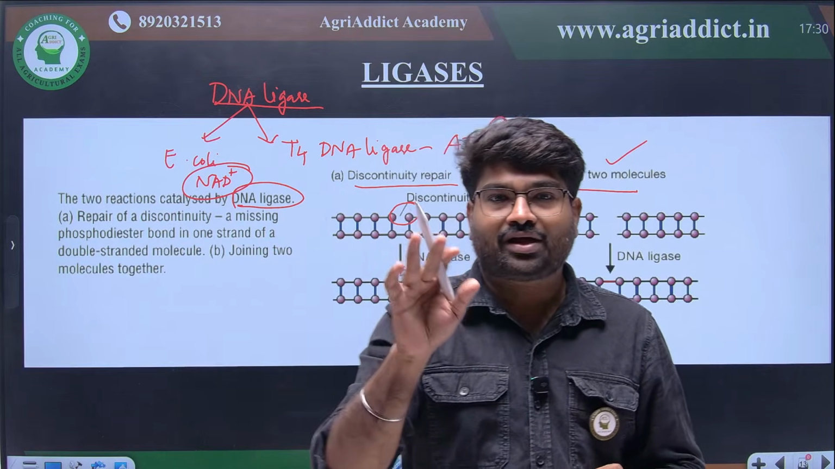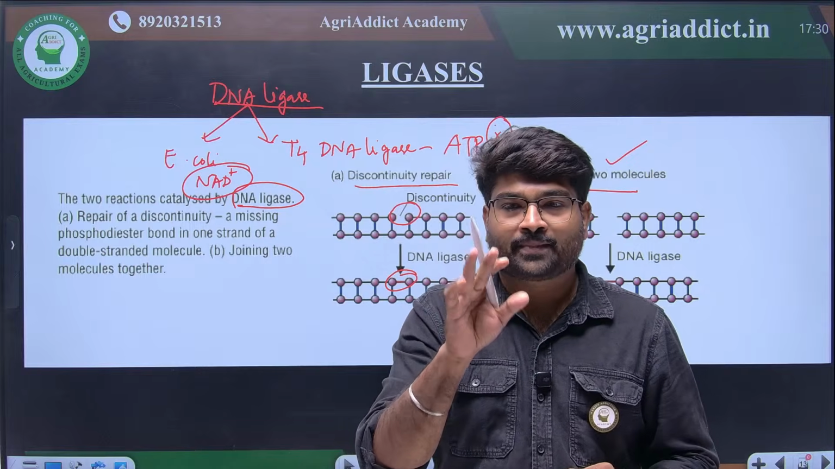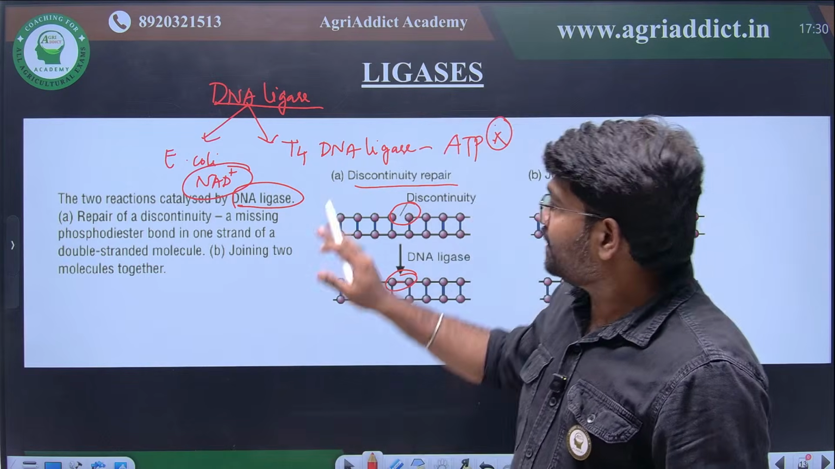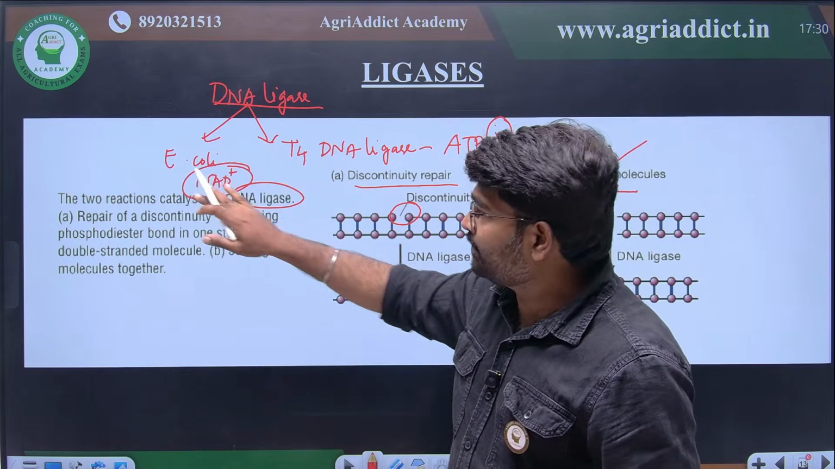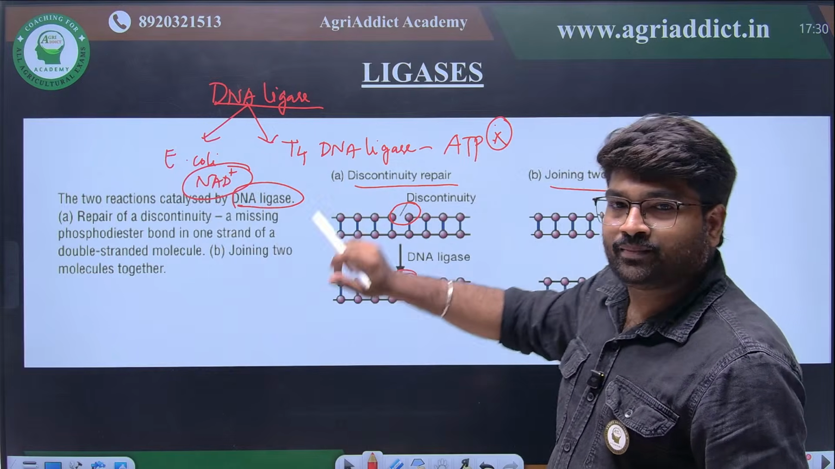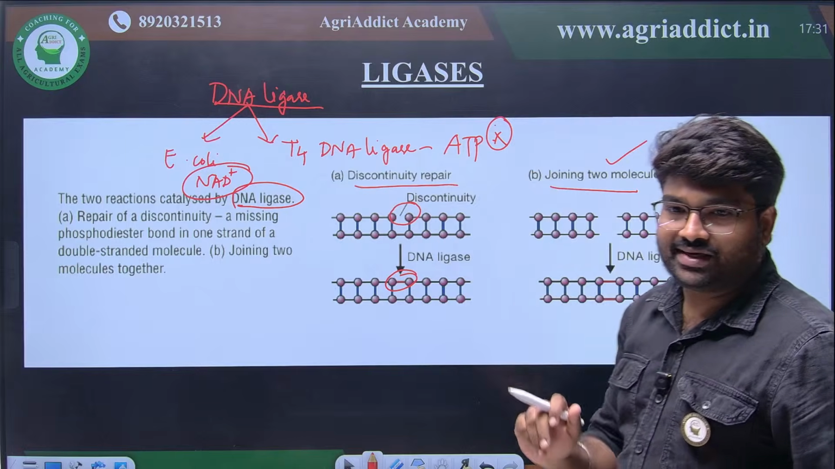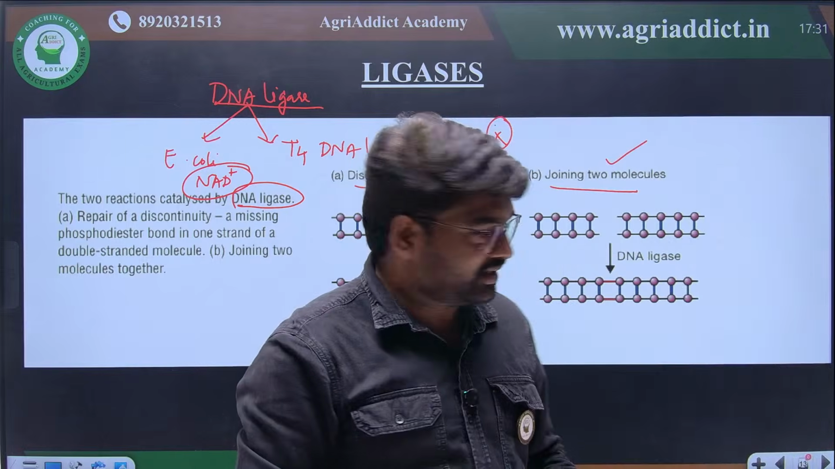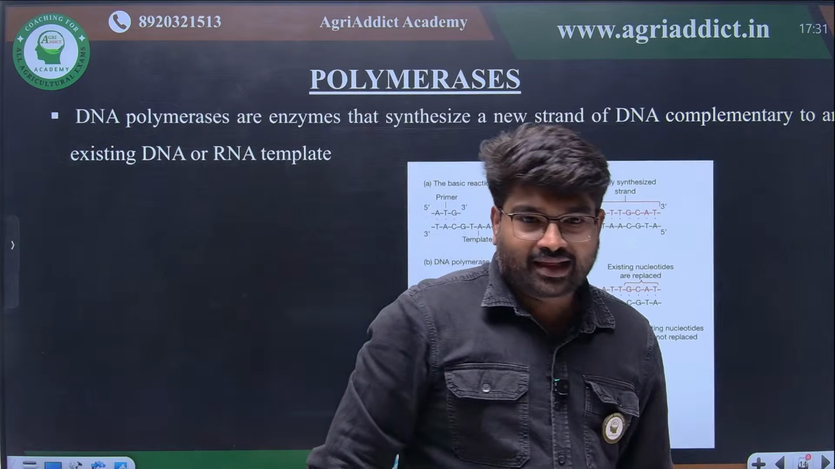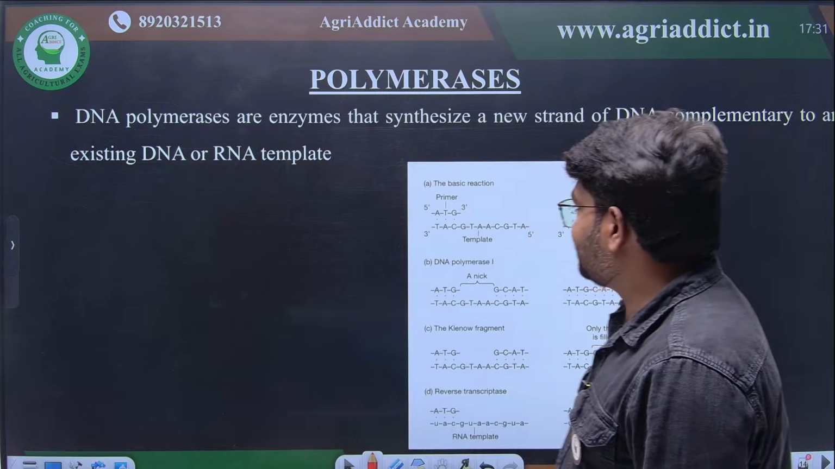What are the cofactors required for DNA ligase enzyme? If it's an E. coli enzyme, it will require NAD. If it is a T4 DNA ligase enzyme, it requires ATP as a cofactor. Clear? Next, coming to the next class, polymerase.